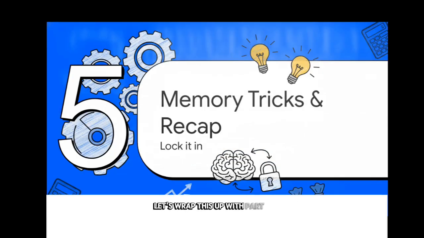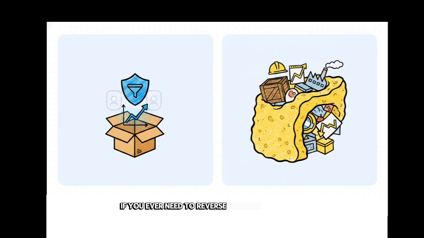Let's wrap this up with part 5, memory tricks and a quick recap. If you ever need to reverse engineer a problem, the source material gives us 2 incredibly simple phrases to lock into your brain. For variable costing, only variable manufacturing costs stay with the product. For absorption costing, all manufacturing costs stay with the product. Variable means variable only. Absorption means all. Memorize those 2 tiny phrases, and you can honestly logic your way out of any scenario.